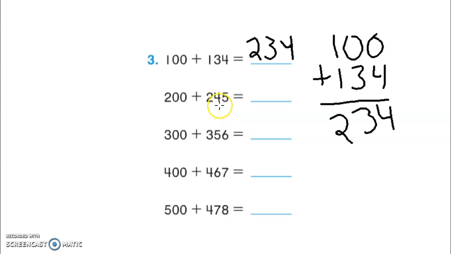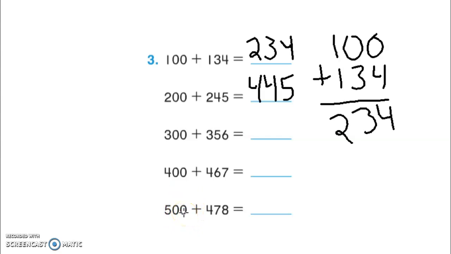So let's try again another one. 200 plus 245. If I add my hundreds together, 200 plus 200, I get 400. Then my zeros, I don't have to worry about them, so I just have 45 left. Do one more down here. Let's do our 500 plus 478. Do I have zeros? Yep, so I can do it in my head. Always check if there's zeros.